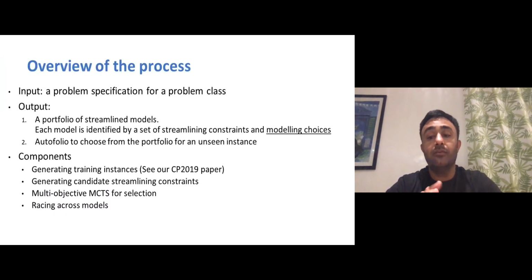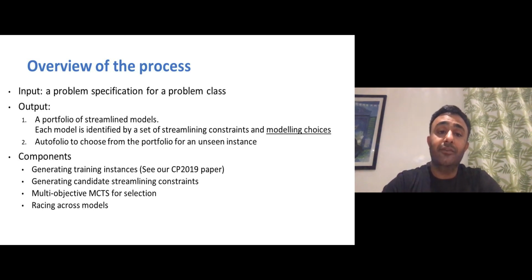I would like to give an overview of the whole process here, because I won't be able to go into detail of these points. But hopefully this overview will be enough of a teaser, and you will go and read the paper where you will find all the details. The input of the process is a problem specification written for a problem class in the language Essence. The output will be a portfolio of streamlined models, so they won't be Essence problem specifications, they will be models in the Essence Prime language.